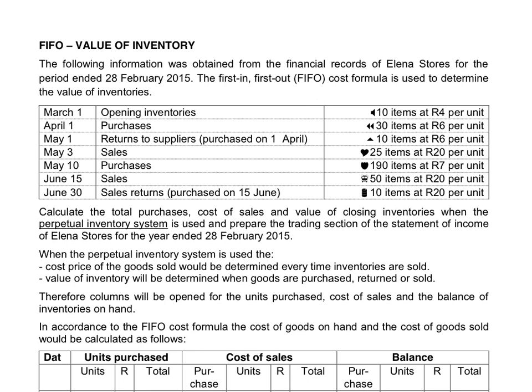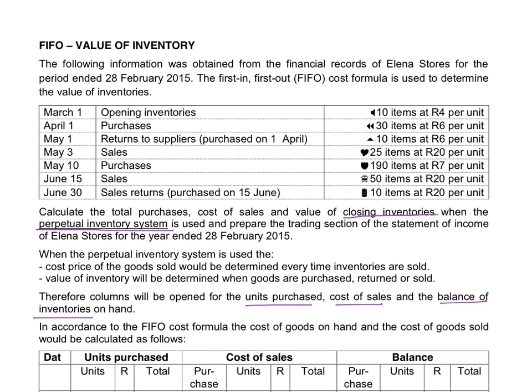Because we're using the perpetual inventory system, we have to calculate what is the cost of sales after every transaction. You determine cost of sales and you record it in your inventory account so that you can determine what is your closing inventories. Because we are using this perpetual system, we will open columns for units purchased, cost of sales, and the balance of the inventory on hand.